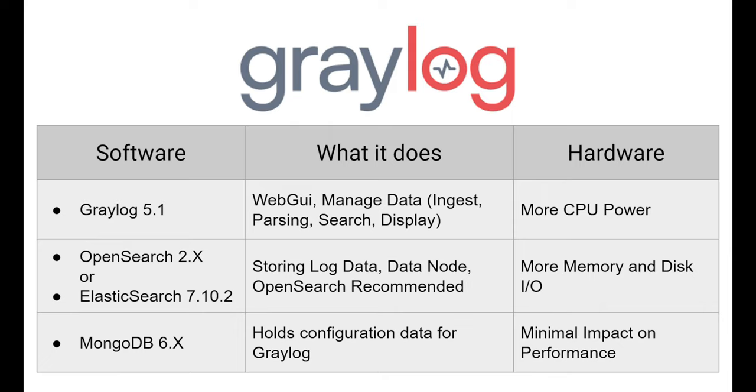Now, OpenSearch is the recommended solution, and that's what we'll be using here, but I believe they're trying to move away from Elasticsearch, so I definitely wouldn't recommend Elasticsearch for a new installation. And finally, we have MongoDB. This is going to hold all the configuration data for Graylog. So any changes you make in the web GUI or any things we need to save, we do that configuration in MongoDB.